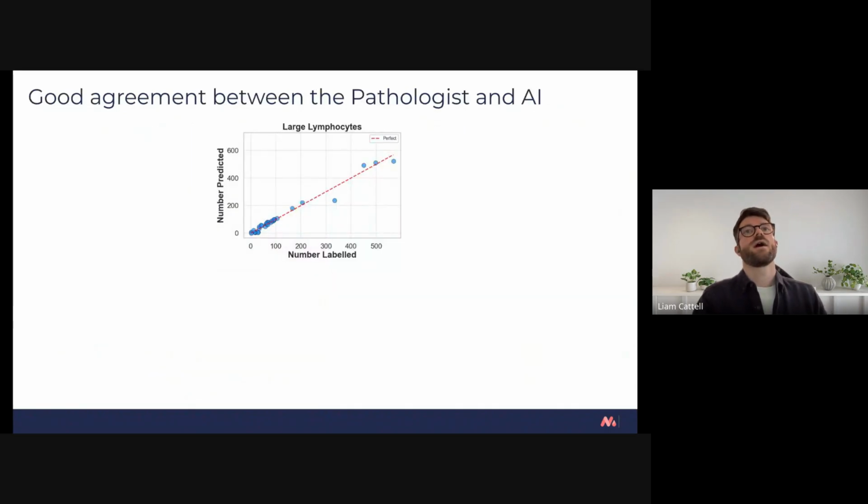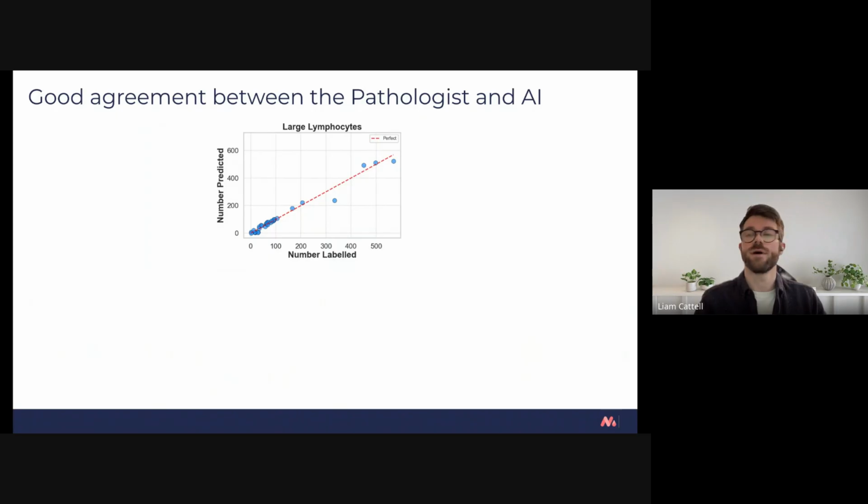Next slide. So as I said, there is good agreement between the pathologist and the AI. What I'm showing in this figure is specifically for the large lymphocytes. On the x-axis is the number of large lymphocytes that were identified by the pathologist, and on the y-axis you have the number of large lymphocytes identified by the AI. Each of those blue dots corresponds to a different image. The dashed red line there is the perfect line.